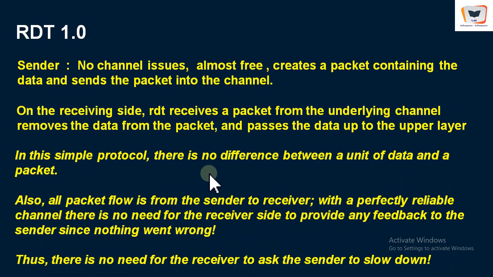In this simple protocol, there is no difference between a unit of data and a packet, because there was very little control information, or control information is said to be nil. Also, all packet flow is from sender to receiver with a perfectly reliable channel. There was no need for the receiver side to provide any feedback to the sender, since nothing went wrong. Thus, there is no need for the receiver to ask the sender to slow down. So that was a win-win situation both for the sender as well as the receiver in the beginning days of the evolution of TCP as far as reliability issues are concerned.